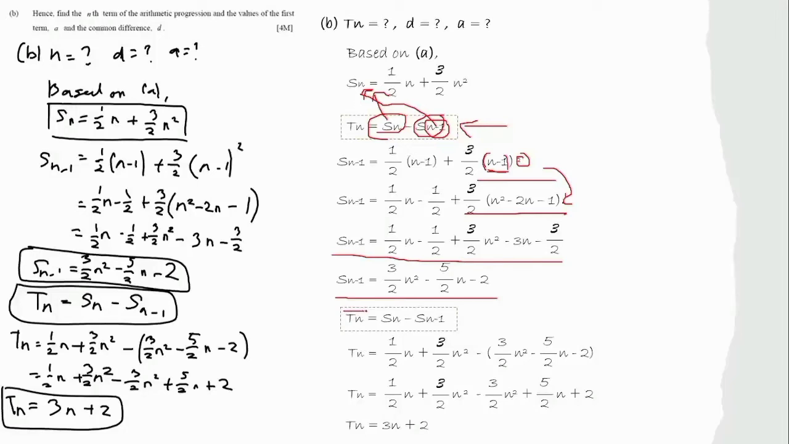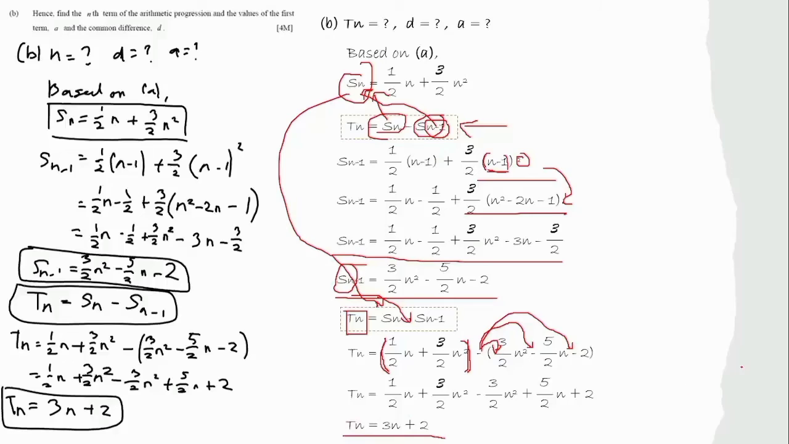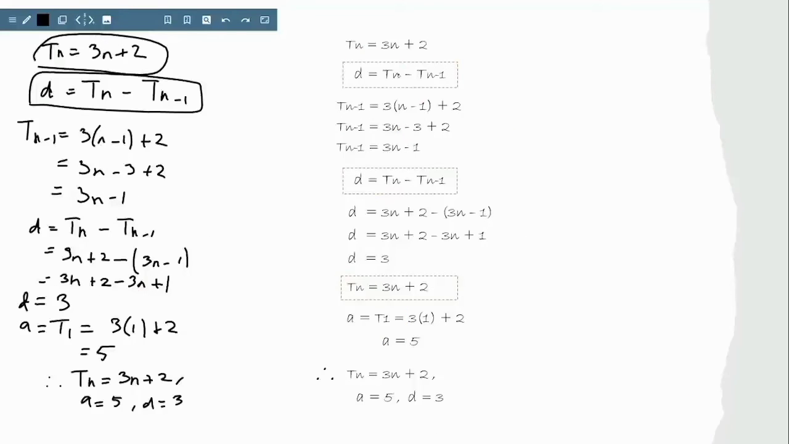So here we can get the equation of Tn. We substitute the Sn equation into this and the Sn minus 1 equation into this. So we get this, and it is better if we put the bracket so we won't make any mistake. Then we eliminate the bracket by multiplying the negative in front into each of the elements inside the bracket, and we get negative 3/2 n squared plus 5/2 n minus 2. And simplify it, we can get the equation of Tn. Once we get the value of Tn, we can proceed to find the value of d.